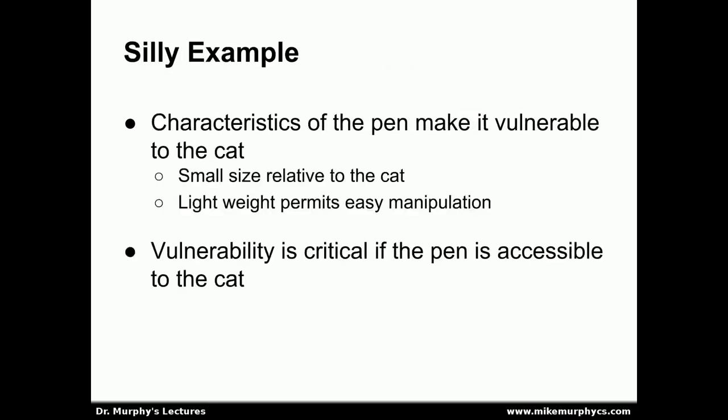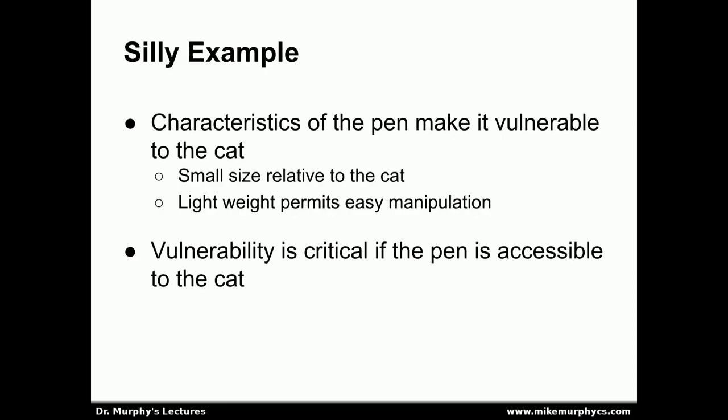So in our silly example, perhaps this will make it a little bit clearer. Why is the cat able to threaten the pen? Okay, we have the cat who wants to grab the pen, take it, kick it under the refrigerator. That's the threat. What makes the pen vulnerable to that threat? Well, it's actually the pen's characteristics. It is a small and light object. And the cat is much bigger than the pen. The cat has the strength to move the pen. The pen is about the right size and shape to be batted around with a paw. And so the light weight of the pen allows the cat to manipulate it easily.